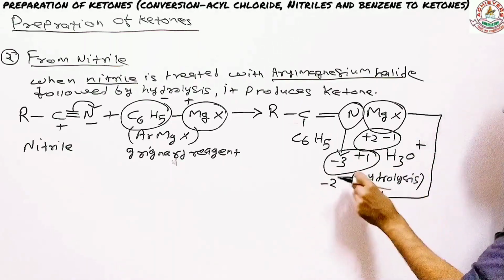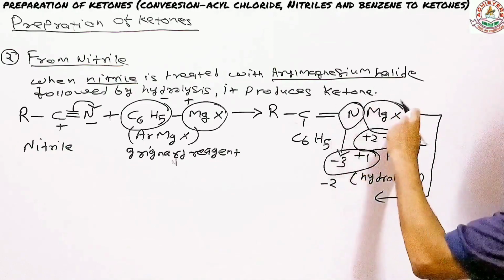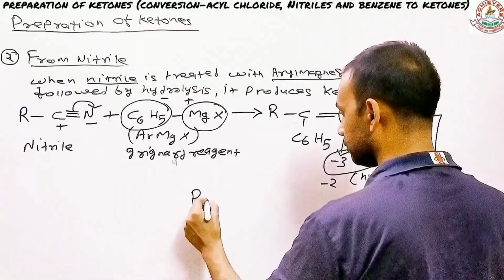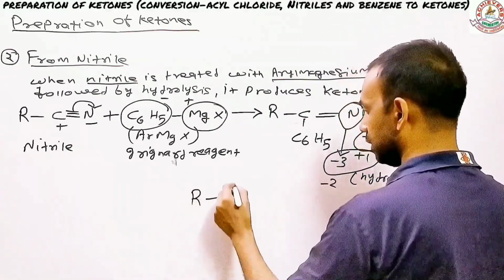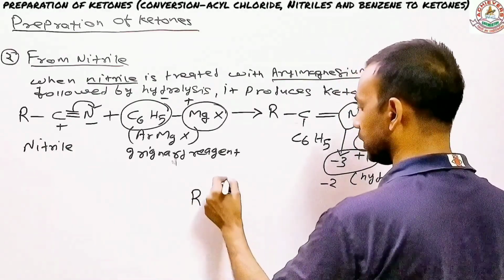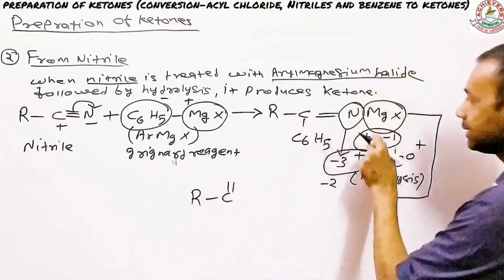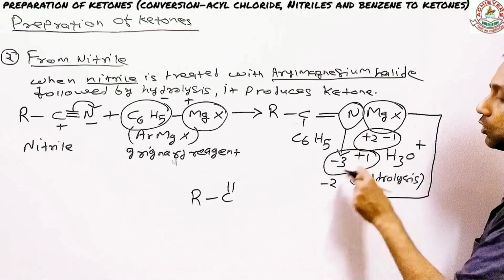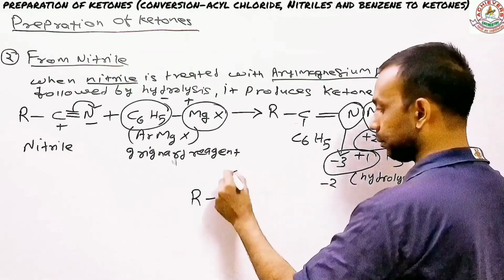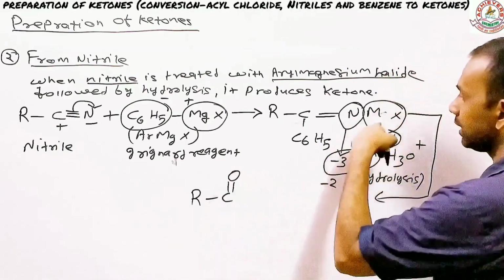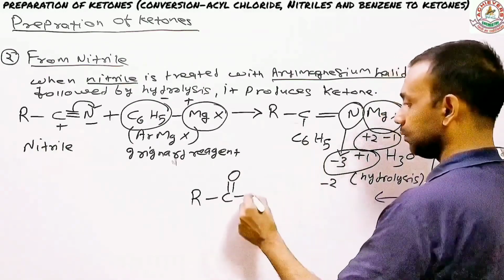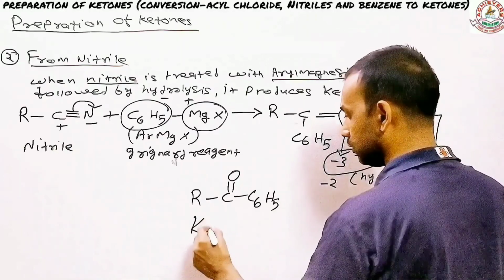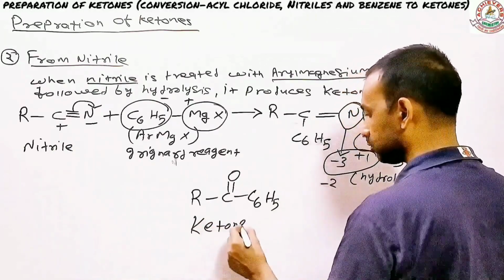So from water, oxygen will replace this entire group. So then what do you get? You get R, C, double bond. So let's place that double bond right here. And like I said, NMgX will be replaced by oxygen, because the oxygen state is also -2 here. So this is going to be -2. I replace NMgX, and then you have a benzene right here. So you got your ketone. This is your ketone.